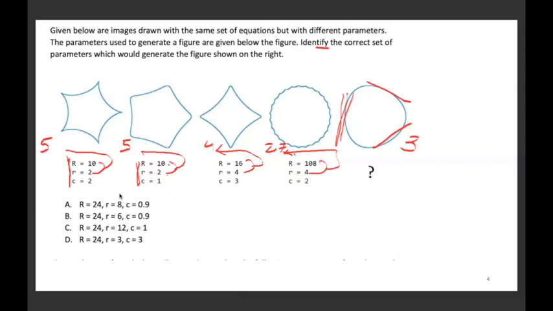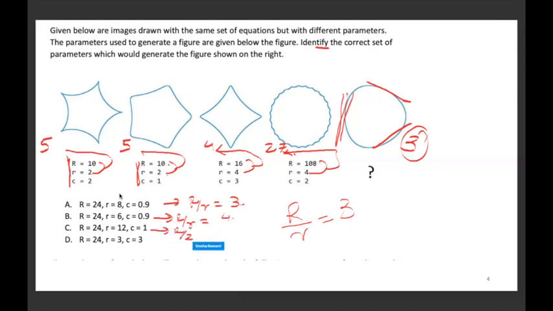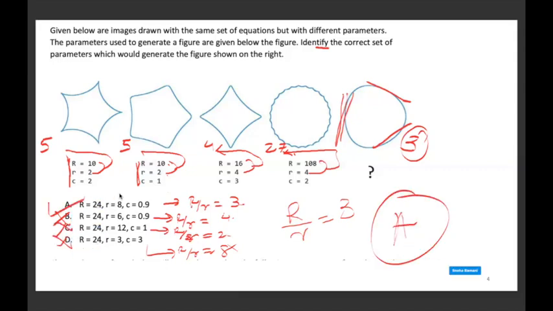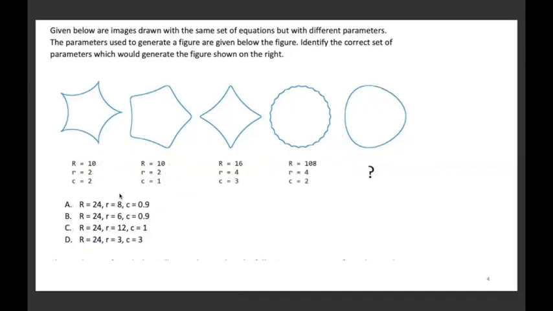Which naturally means that capital R divided by small r has to be equal to 3, because of the 3-sided polygon in the last figure, the figure on the right. So on all the options, in the first case, capital R by small r is 3. Next case, capital R by small r is 4. Next, capital R by small r is 2. And in the next case, capital R by small r is 8. So B, C, and D are wrong, and A will be the correct option. Okay, move to the next one now.